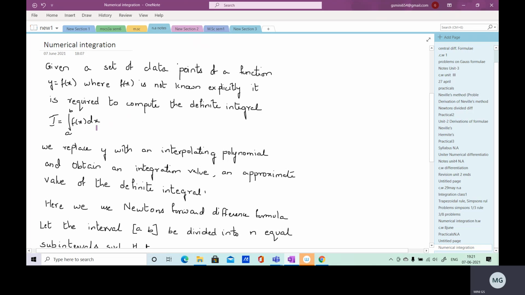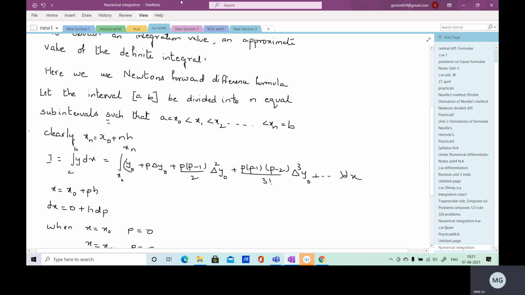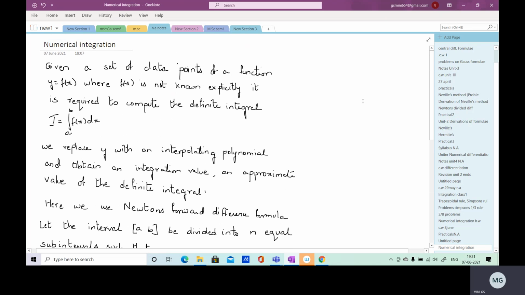What we will do, this y, or we can also call this f of x, we can also write this as integration a to b y dx. One of it we can write y or f of x. What we do is we replace this y with an interpolating polynomial and then we obtain the integration value. That will be an approximate value to the definite integral.